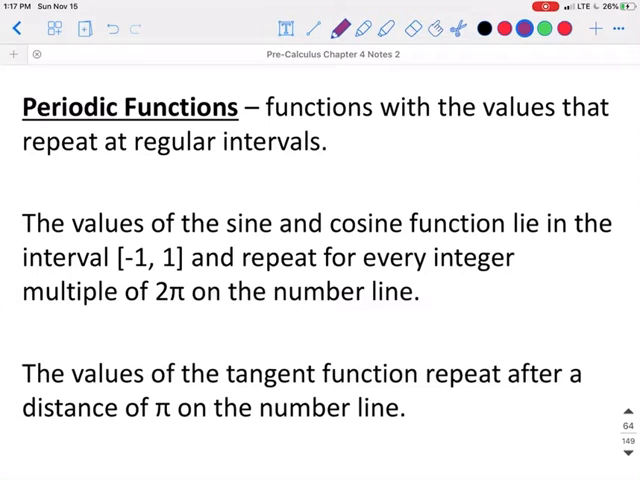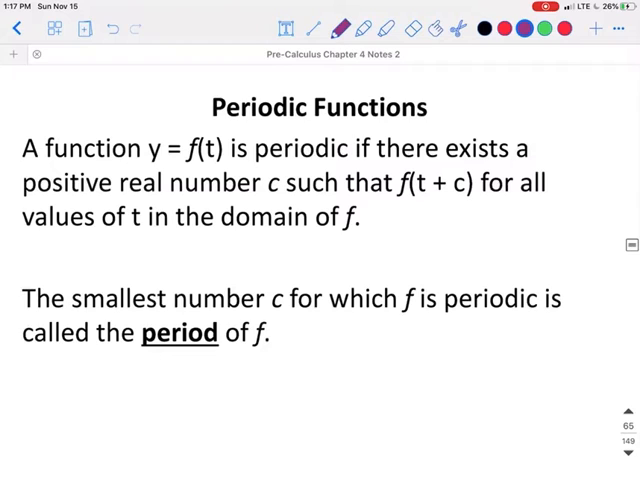Now, periodic functions are functions with values that repeat at regular intervals. The values of sine and cosine lie in intervals from negative 1 to 1 and repeat for every integer multiple of 2 pi. The values of the tangent function repeat after a distance of pi on the number line. So a function y equals f of t is periodic if there exists a positive real number c such that f of t plus c equals f of t for all values of t in the domain of the function. The smallest number c for which f is periodic is called the period of the function.